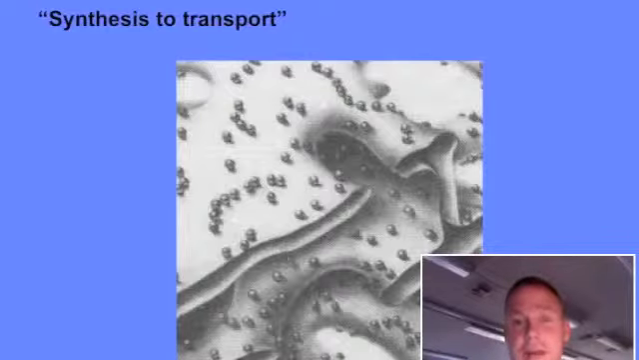Today I'm going to be talking about the endomembrane system, and the components of the endomembrane system are the endoplasmic reticulum, the Golgi apparatus, and the various vesicles that are made by that Golgi apparatus, specifically the lysosomes and then the microbodies that are inside the cell.